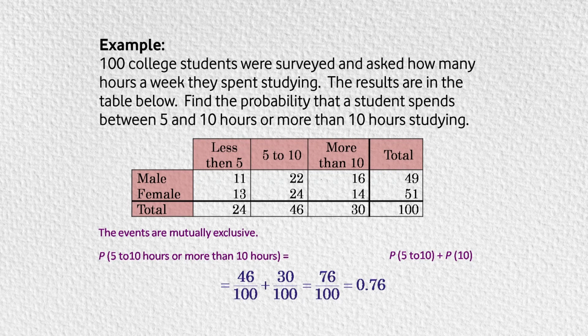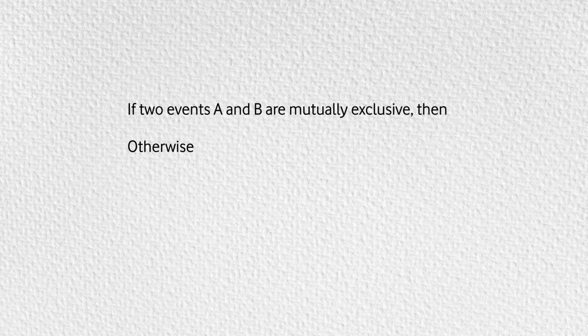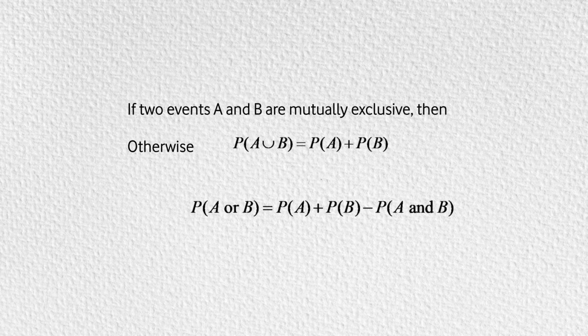Probability of 5 to 10 hours or more than 10 hours equals probability of 5 to 10 plus probability of more than 10, and 46 by 100 plus 30 by 100, which comes to 76 by 100, and the answer is 0.76. So what I mean to say is, this is the addition rule of probability. If two events A and B are mutually exclusive, then probability of A union B equals probability of A plus probability of B. Otherwise, probability of A or B equals probability of A plus probability of B minus probability of A and B.